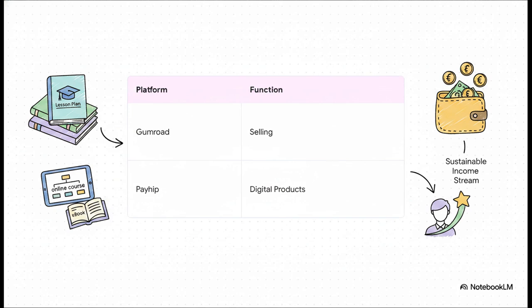Finally, as your audience gathers and learns to deeply trust your expertise, you can offer them even more value. You can use zero-cost platforms like Gumroad and Payhip to host and deliver your digital products. Whether it's a comprehensive lesson plan bundle, a detailed ebook, or a full online course, these platforms handle the entire transaction process. This is exactly how you seamlessly turn your hard-earned teaching expertise into a sustainable, passive income stream.